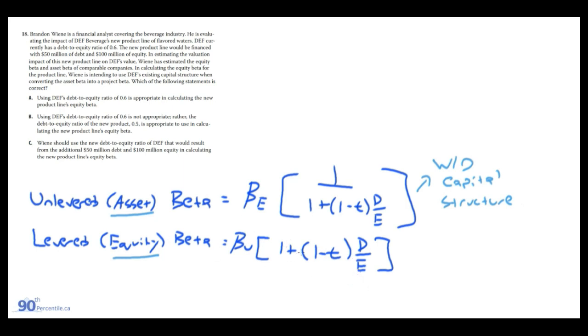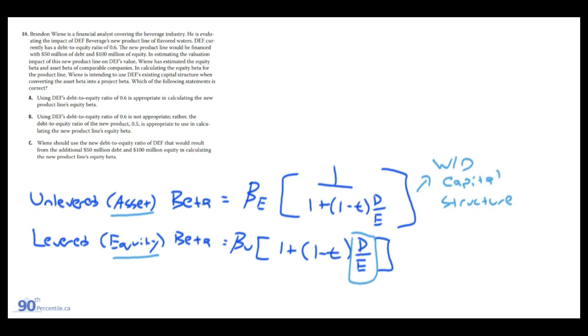And you can see, just by looking at this formula, if the debt to equity ratio is higher, then the equity beta is going to be higher as well, right? Because all of this gets added in. So the more debt you have on your books, the higher your equity beta is going to be.